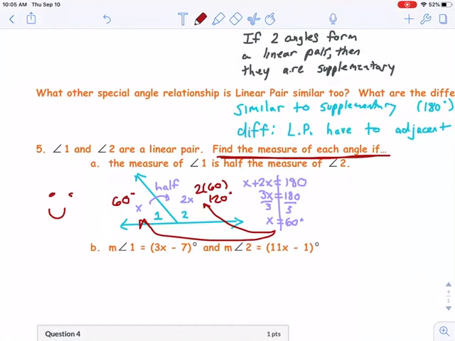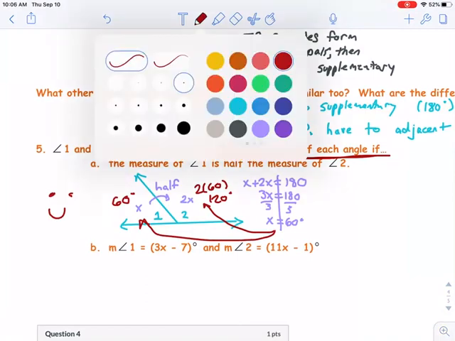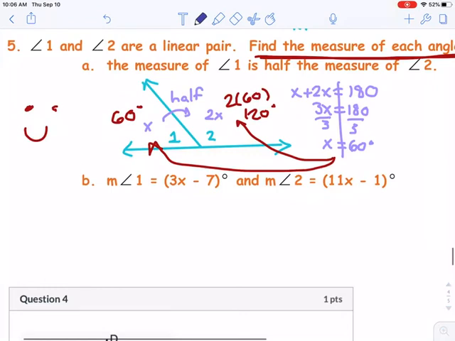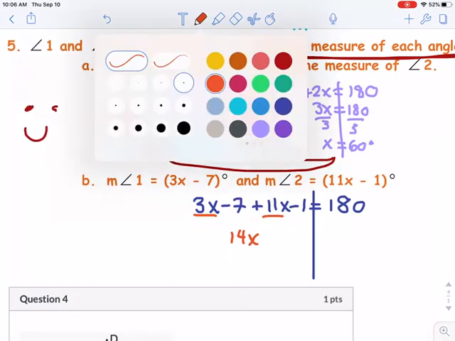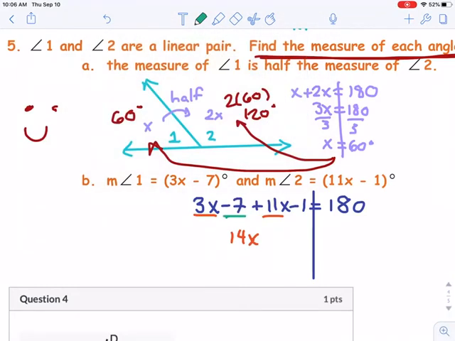And then last problem, just a good old algebra problem. We like to incorporate algebra as much as we can into geometry, because next year you guys have to take algebra 2. So we don't want to forget all these skills. So angle 1 and angle 2 form a linear pair, so I know that they add up to 180 degrees. I'm going to combine like terms, so I'm going to get 14x all on this left-hand side. Negative 7 minus 1 equals 180.